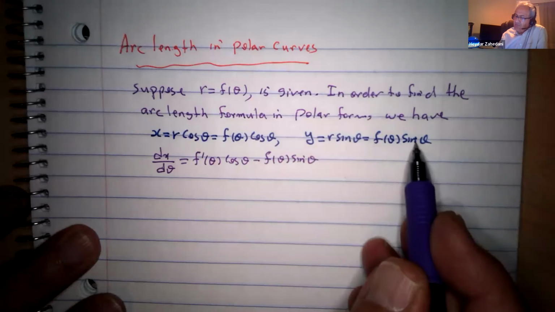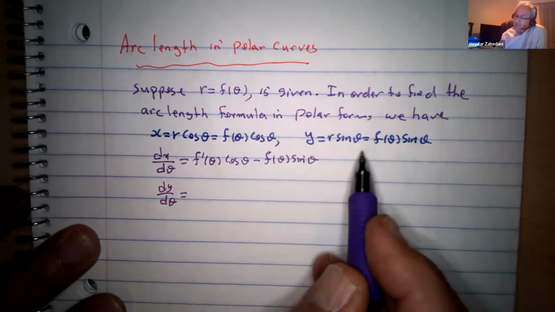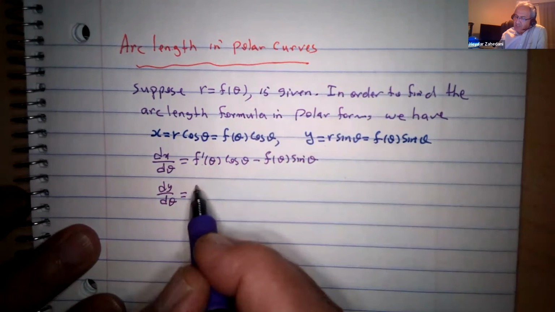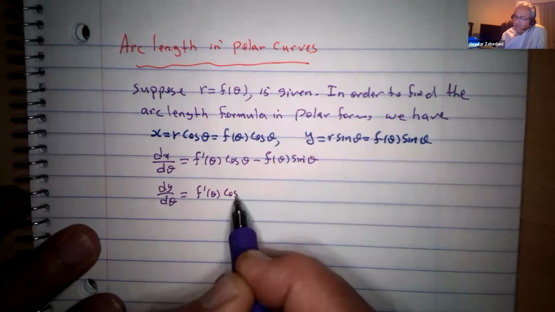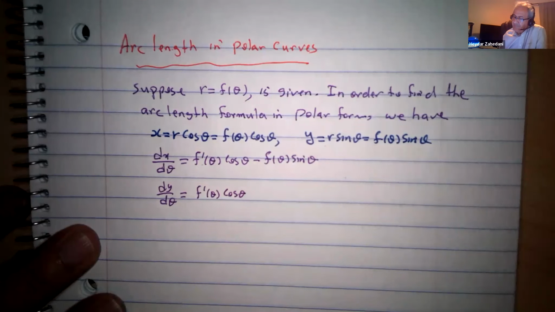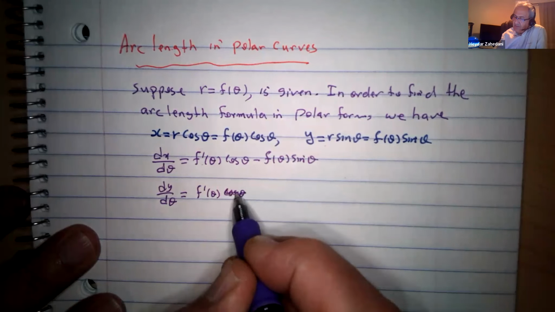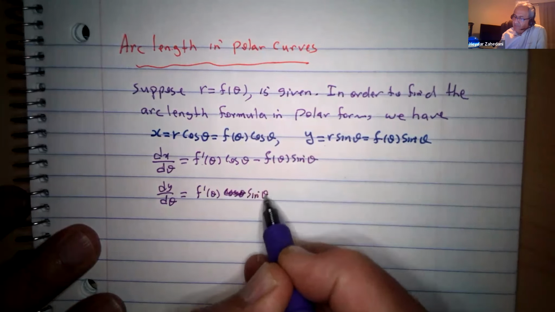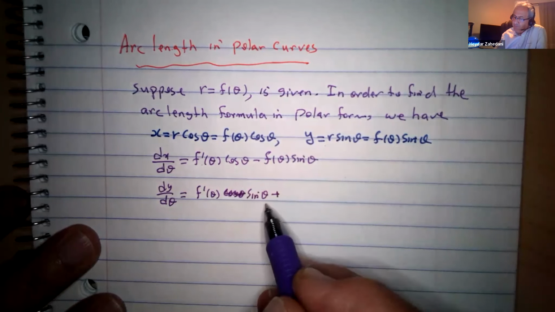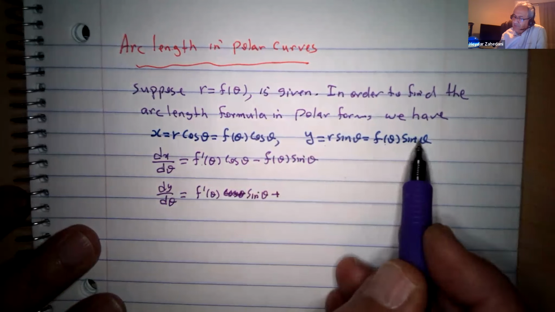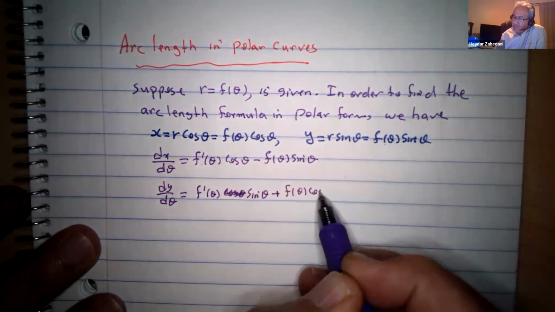And we differentiate the y. This is the one that we did. Derivative of the first times the second, again, we change the sign: f prime of theta sine of theta, derivative of the first times the second, and plus the derivative of the second times the first. The derivative of the second is cosine, so that gives you f of theta cosine of theta, as we did before.